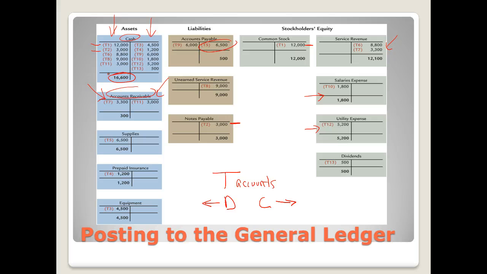That's how that works. Notice, accounts receivable has total debits of $3,300, total credits of $3,000. That leaves it with a debit balance of $300, $3,300 minus $3,000. Accounts payable has total debits of $6,000, total credits of $6,500. There are more credits than there are debits, by $500. So it leaves it with a balance of $500 credit in accounts payable. Does that make sense?